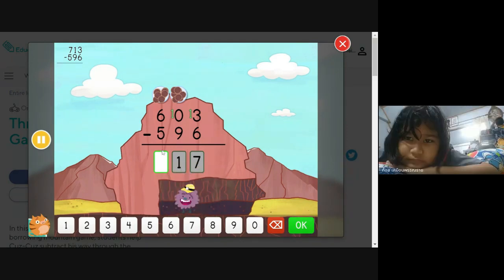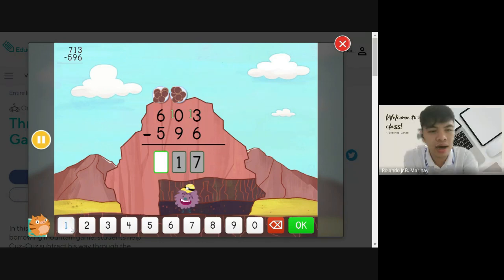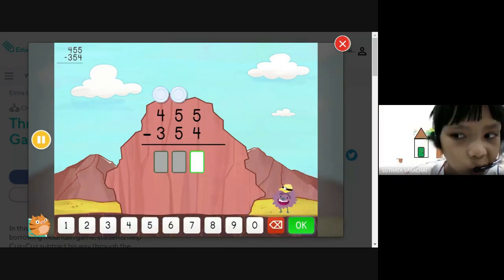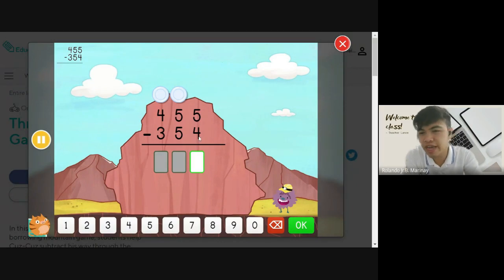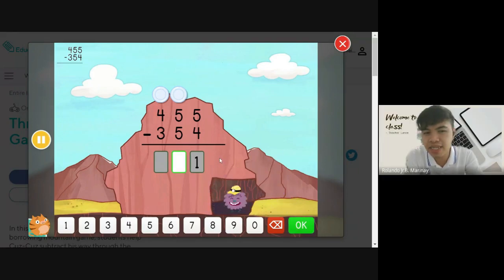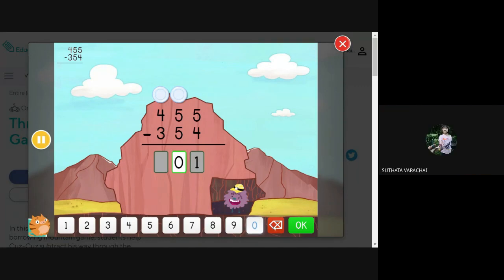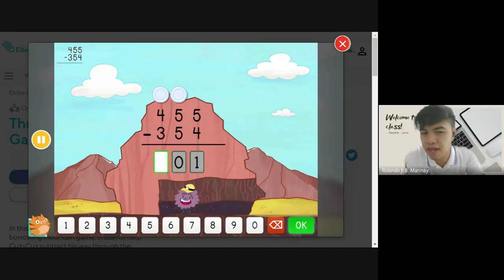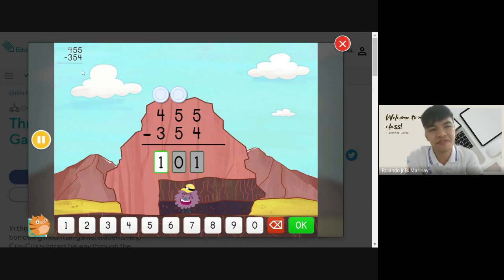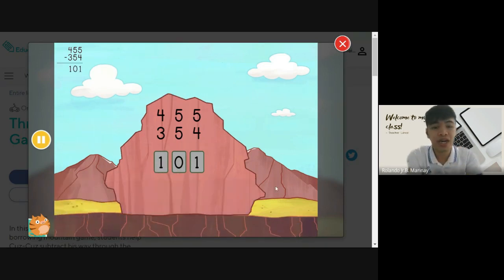Next, 6 minus 5 equals? 1. Therefore, 713 minus 596 is equal to 117. Great job! Correct. Okay, next. 5 minus 4, can be or cannot be? Can be. It will be 1. Next, 5 minus 5 equals? 0. And then, 4 minus 3 equals? 1. Very good. Therefore, 455 minus 354 equals 101. Great job!